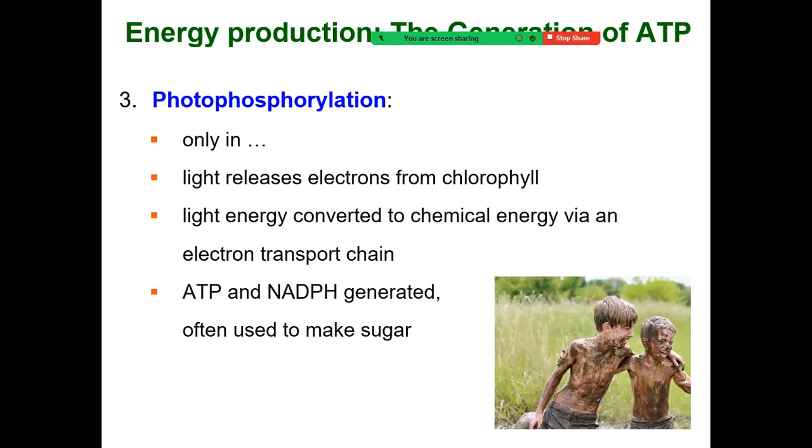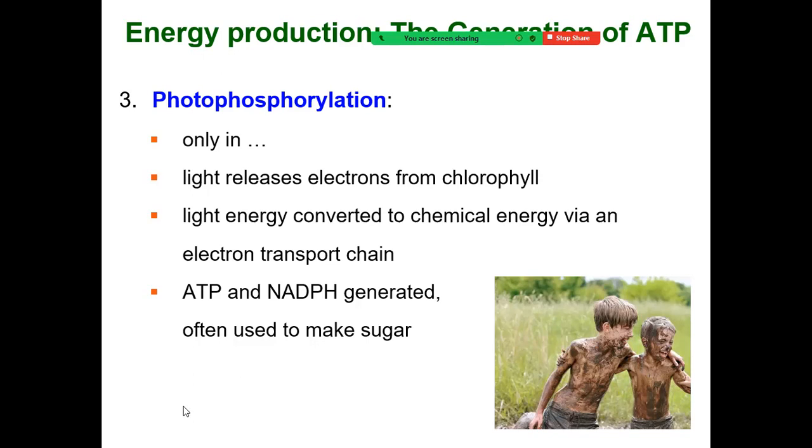The third way that cells can make ATP is by photophosphorylation. Photophosphorylation only occurs in photosynthetic organisms. What happens is light releases electrons from chlorophyll, and then the light energy via the electrons is converted into chemical energy via an electron transport chain. And ATP does get made in photosynthesis. However, oftentimes in photosynthesis, the ATP and the NADPH that are made are used up to make sugar, so the light energy is initially converted into the energy in ATP, but then the energy in ATP is used up, so ATP is broken down into ADP again to make glucose.